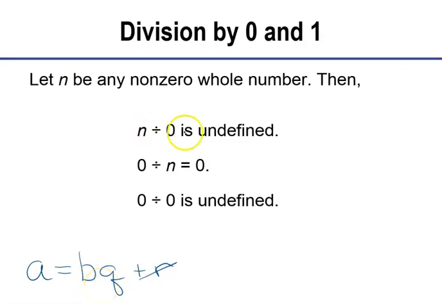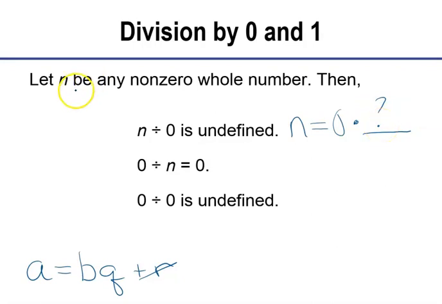So when I look at the first statement that says n divided by 0 is undefined, let's fill in what we know. Our n, that's our dividend. That's what we're dividing up. So I have n is equal to, that goes in my A position. B is my divisor. I'm dividing by 0, so I'm going to replace B with 0 times Q, my quotient. They tell me it's undefined, but let's take a look at it. So I'm going to put a question mark right there.